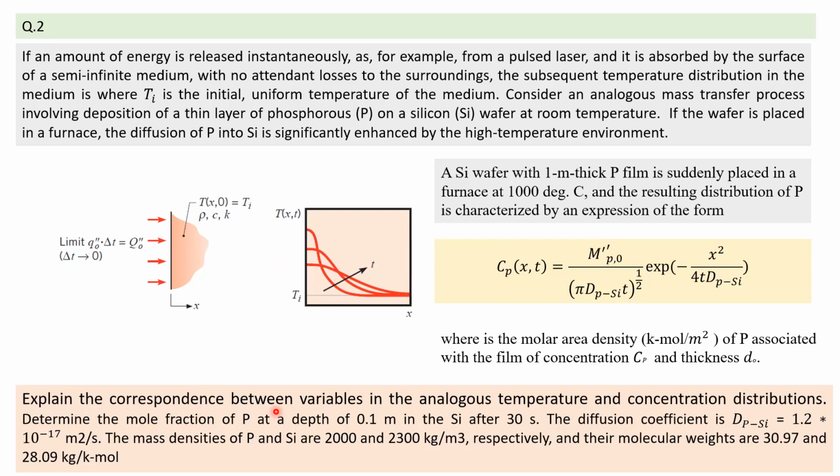So the question is, explain the corresponding difference between variables in the analogous temperature and concentration distribution and determine the mole fraction of phosphorus at a depth of 0.1 micrometer in the silicon after 30 seconds. So the diffusion coefficient value is also mentioned for the phosphorus-silicon combination. So here the diffusion is happening between the binary mixture of phosphorus and silicon. So that value is given, and the mass density values are also given. So what is mole fraction?